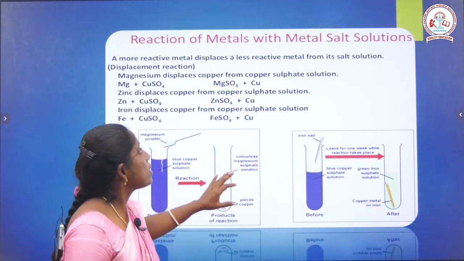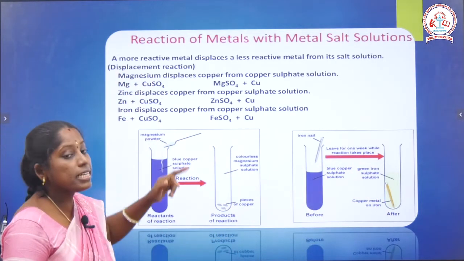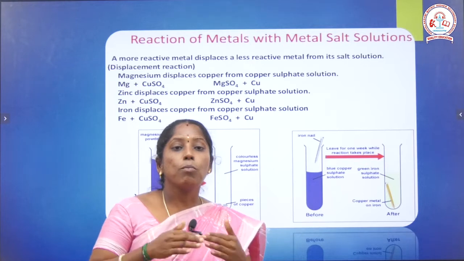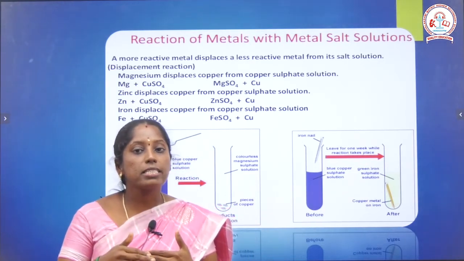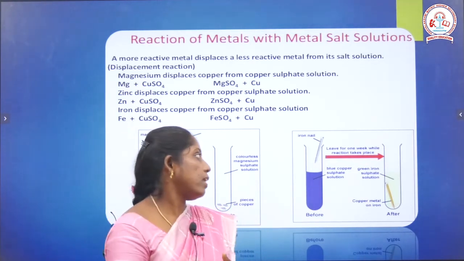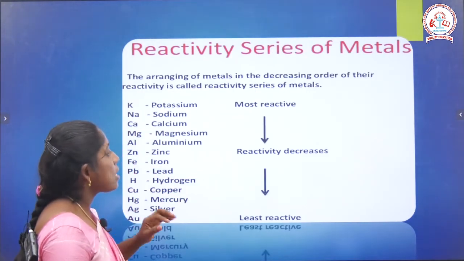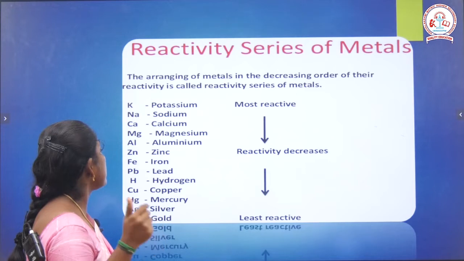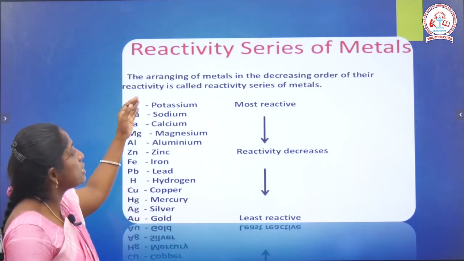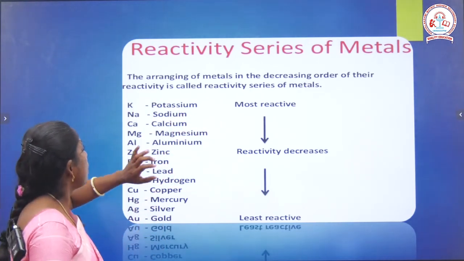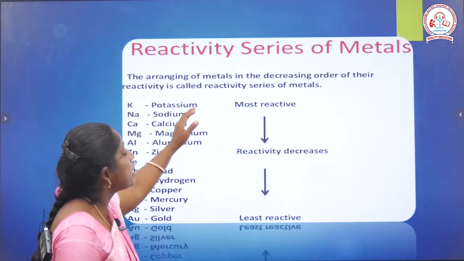So this only happens. What is the name of this reaction? It is called a displacement reaction. A more reactive metal displaces a less reactive metal. This is the experiment. Okay, and the next one, reactivity. How did I tell that it is a more reactive metal? How can you say that? By using the reactivity series of metals, the arranging of metals in decreasing order.